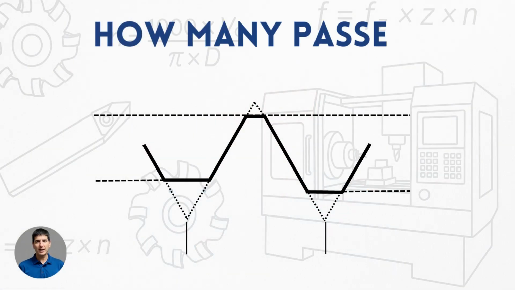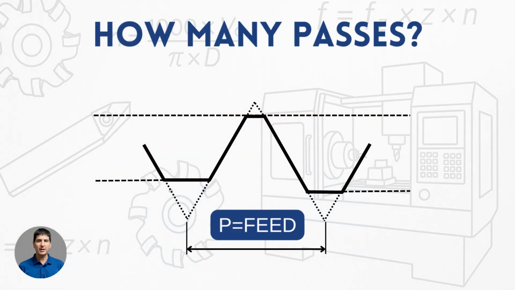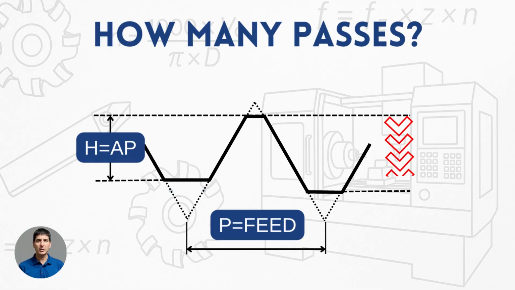The feed in threading is dictated by the pitch and is much larger than in regular turning. And the profile height sets the total depth of cut. Therefore, cutting threads in multiple passes is the only way to control the load. There are 2 main methods to divide the total depth into passes.